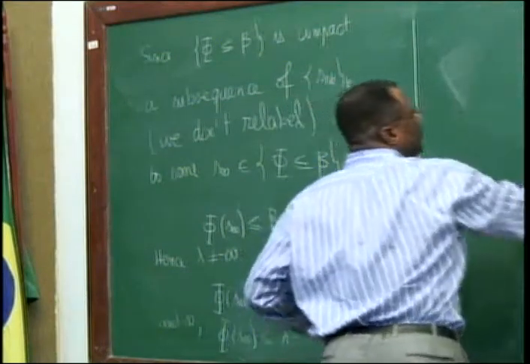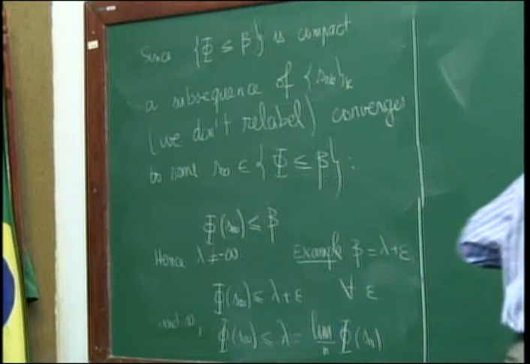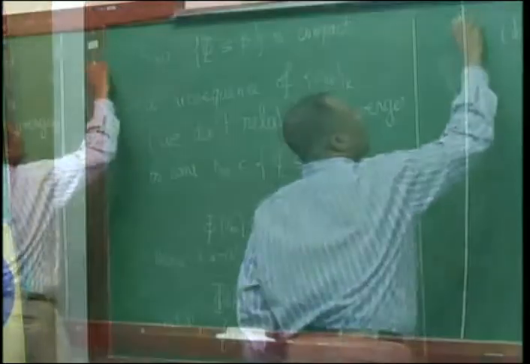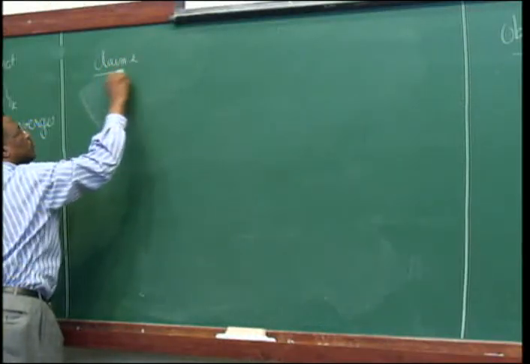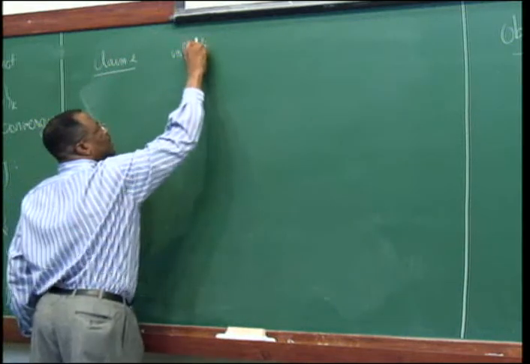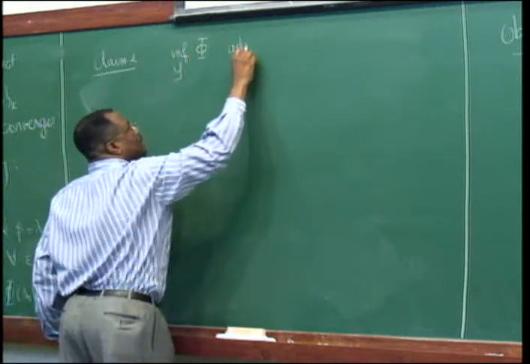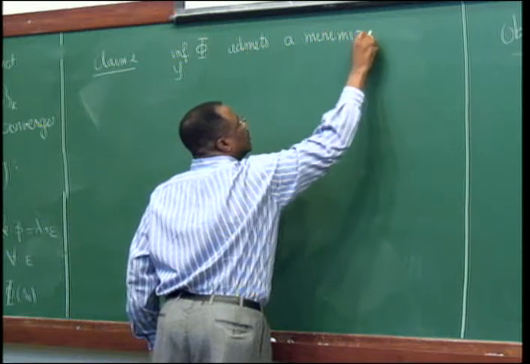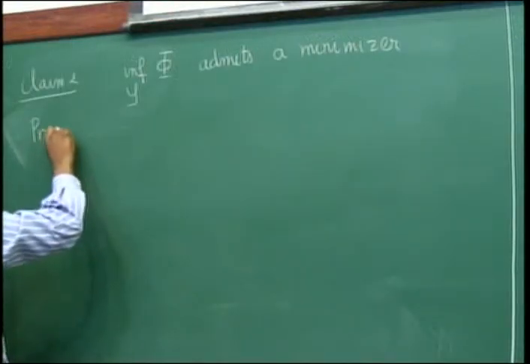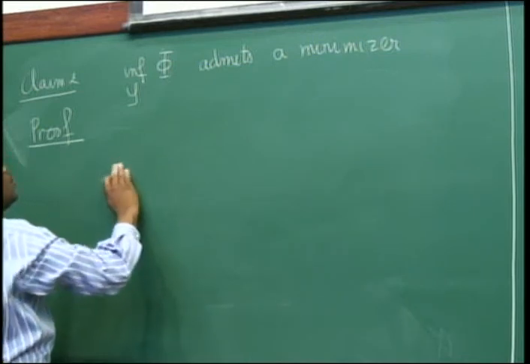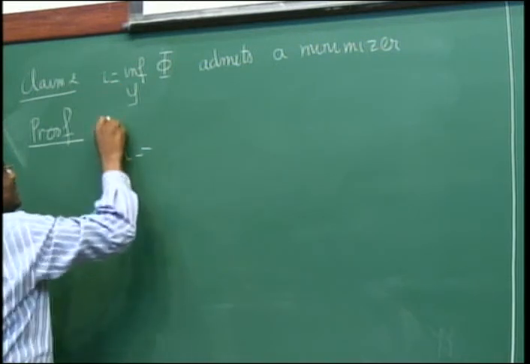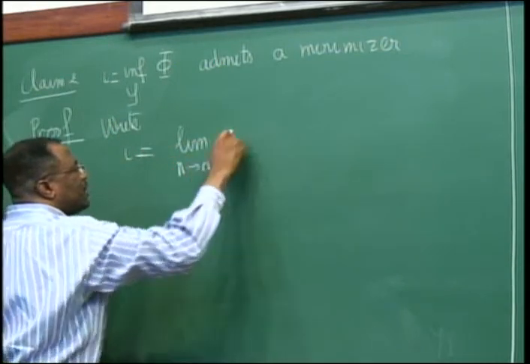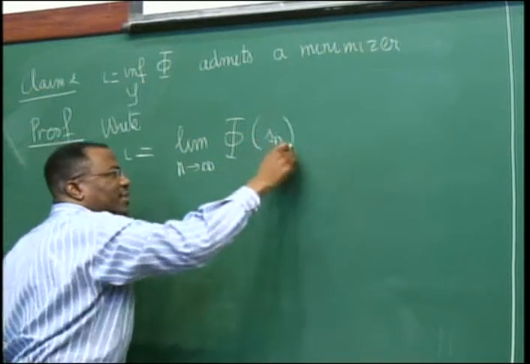Second claim. Claim 2: F of phi over S admits a minimizer. So for the proof, take a minimizing sequence. Call this I. Write I is the limit when n goes to plus infinity of phi of Sn.